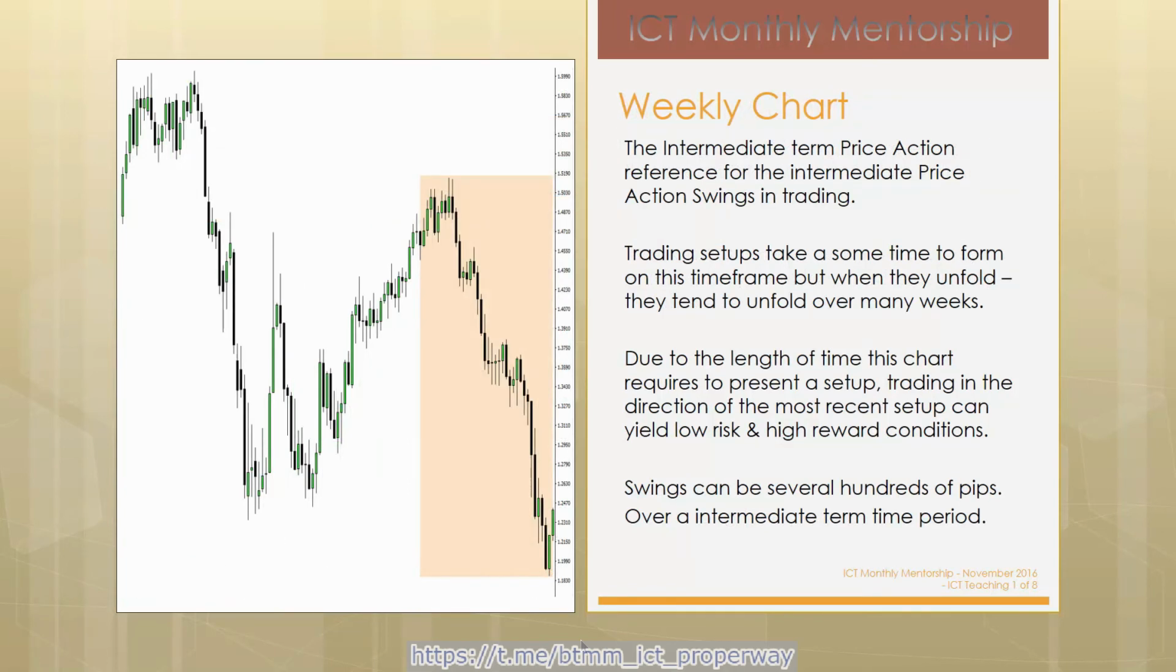Here's that same price swing, and we're looking at it on a weekly chart. Now this is an intermediate term price action reference point. So everything we see here is on the scale of intermediate term. Obviously, because it's a weekly chart, it still takes a great deal of time for these things to set up, but it's a lot more refined when we break it down into a weekly chart. You can see a lot more detail.